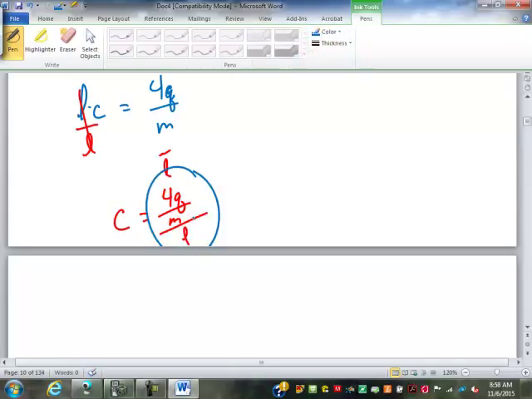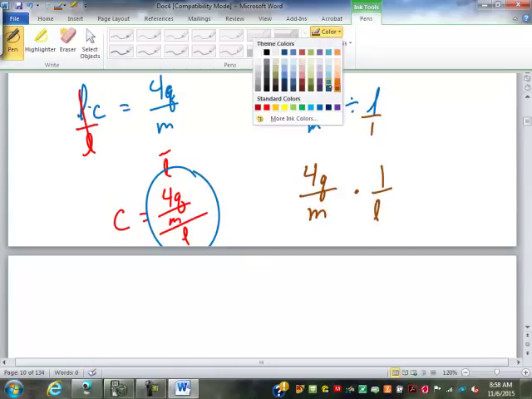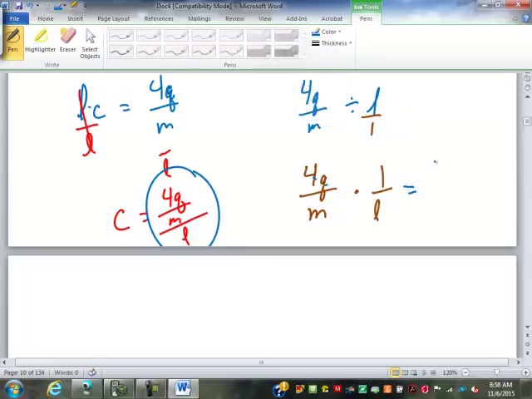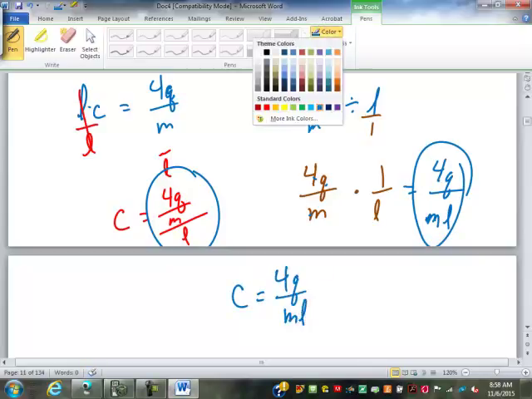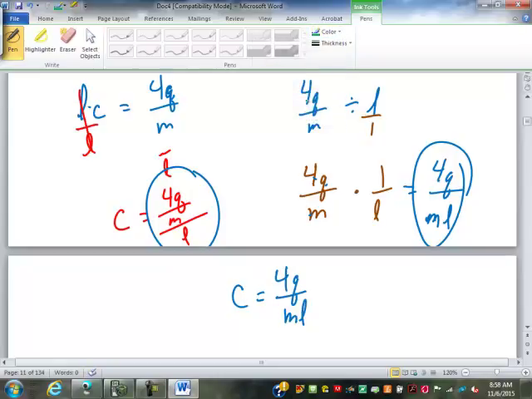I can simplify this some. This is 4Q over M divided by L. I'm going to make that L over 1, so this is 4Q over M times 1 over L. 4Q times 1 is 4Q. M times L is ML. So C equals 4Q over ML. What do you think? You leave it as a triple decker?